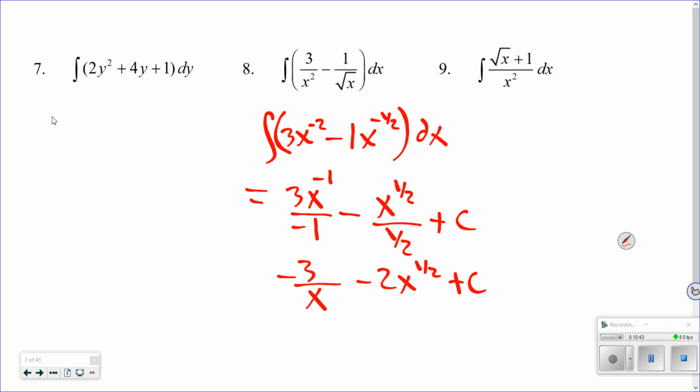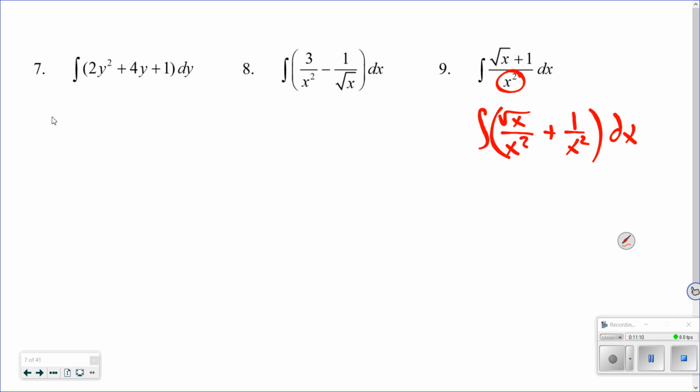All right, number 9. So again, I want to write it as just being x to a power. So one strategy is when your denominator is a monomial, if you remember, we simplified that by splitting it apart into separate fractions. So I'm going to split it apart. I'm going to write it as being square root of x over x squared plus 1 over x squared. I'm going to erase this over here just so I have a little bit extra room.